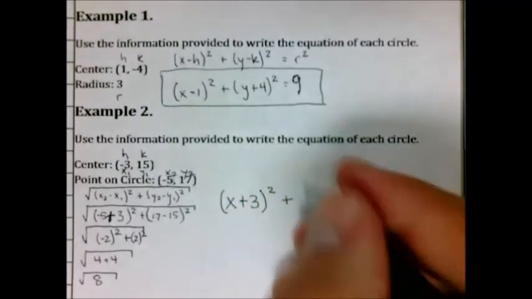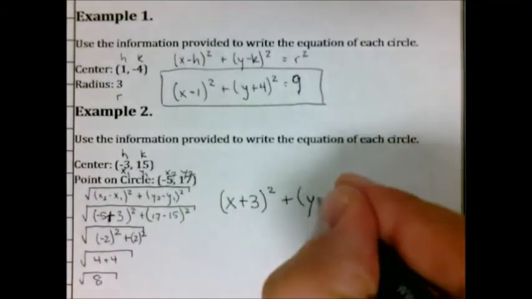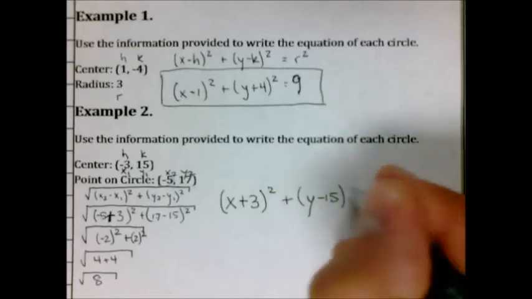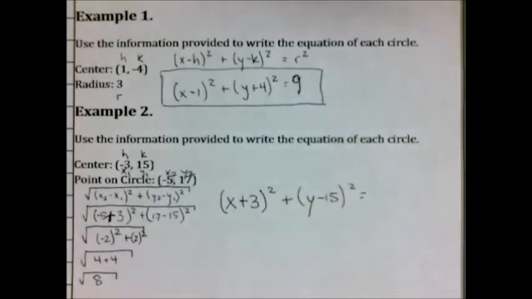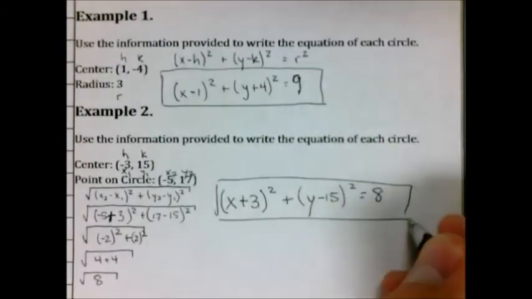Plus y minus k. K is 15, so y minus 15 squared is equal to our radius squared. And we have the square root of 8. The square root of 8 squared is just going to be 8. Anytime you have a square root and you square it, they cancel each other out. And so we're left with just 8. And this would then be our answer for example 2.